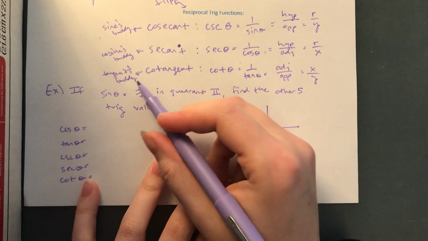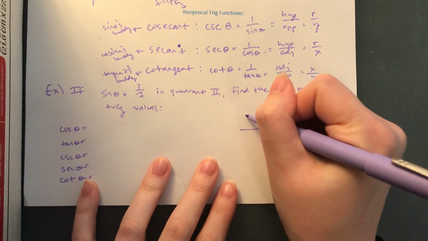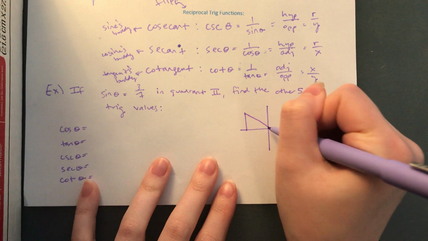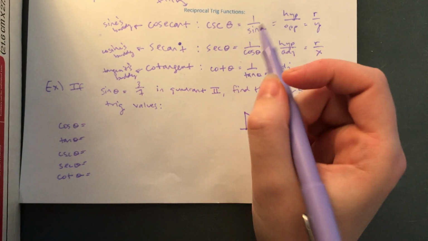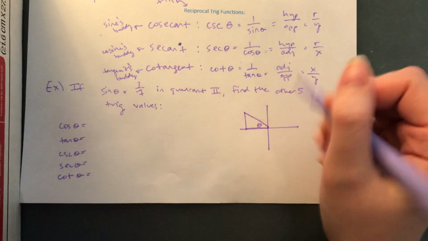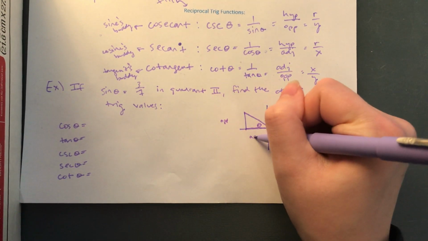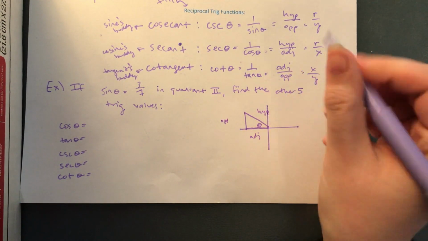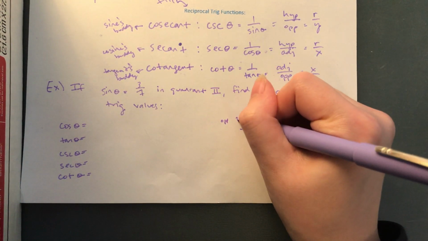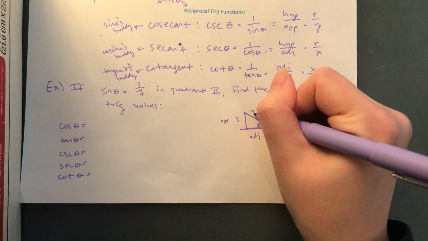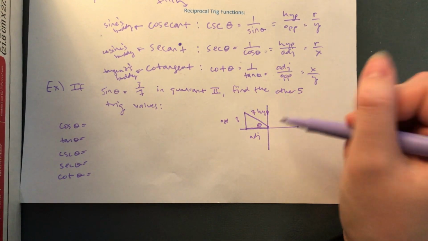All right, so we know that we have a triangle and it's in quadrant 2. So the first thing I'm going to do is draw a triangle in quadrant 2. Here's theta. And they're saying sine is 3 over 7. So I'm going to label opposite, adjacent, and hypotenuse. So sine is opposite over hypotenuse. So I know my opposite side is 3. My hypotenuse is 7. So that means I need to find the adjacent side.